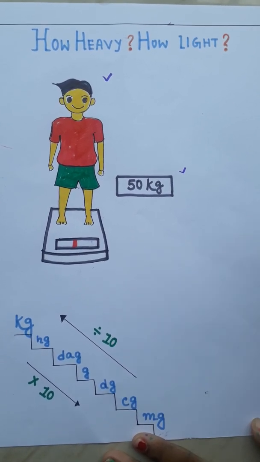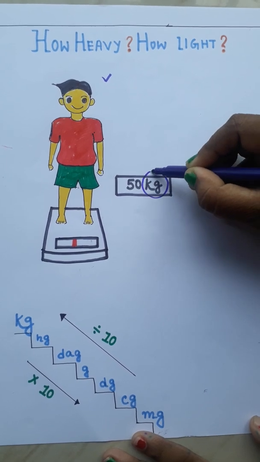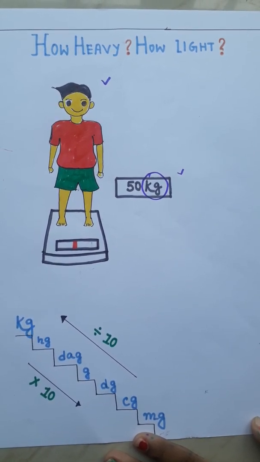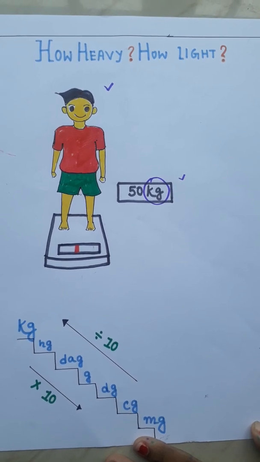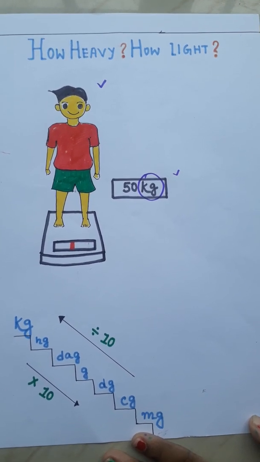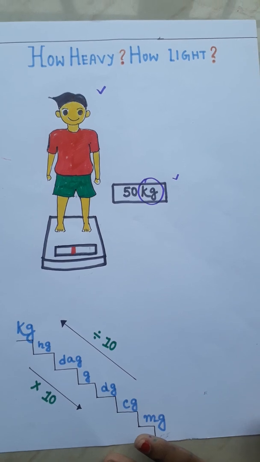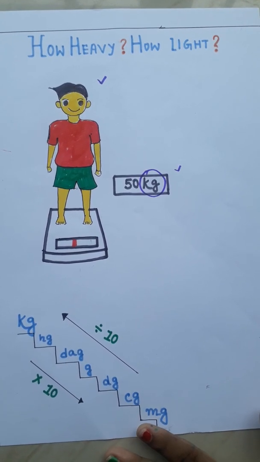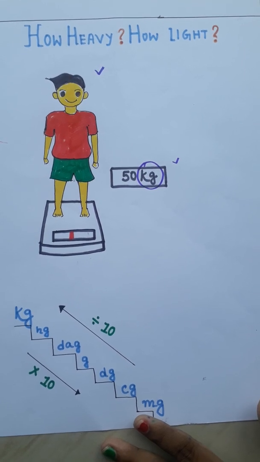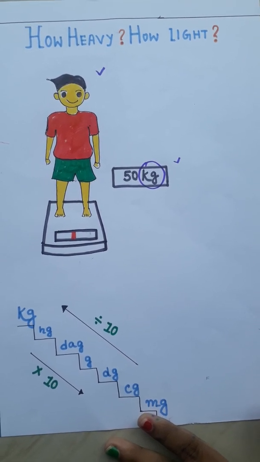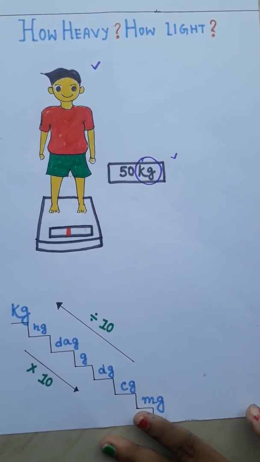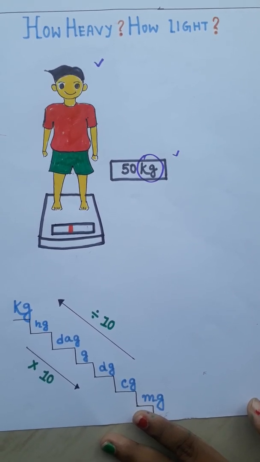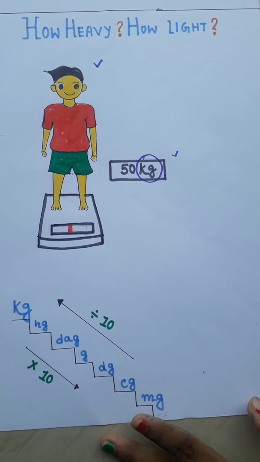So what is this kg? Do you know what is this kg? This is the unit for measuring any weight of any object, like weight of a human being, weight of an animal, or weight of a sack of rice. Every weight that we measure, we generally measure it in kg. Along with kg, there are many other units in which weight can be measured.